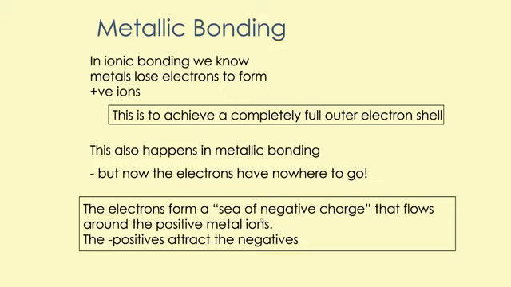And there's a strong attraction between those positive metal ions and the sea of delocalized charge, and that's the metallic bond. And that's what causes metals to have high melting points, because it's a strong attraction between the positive metal ions and the sea of negative charge.